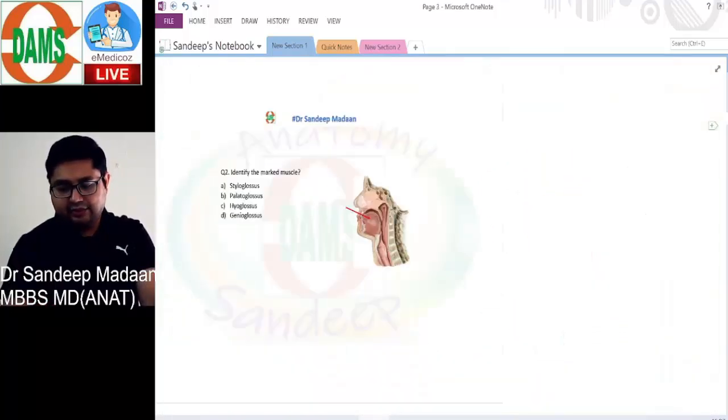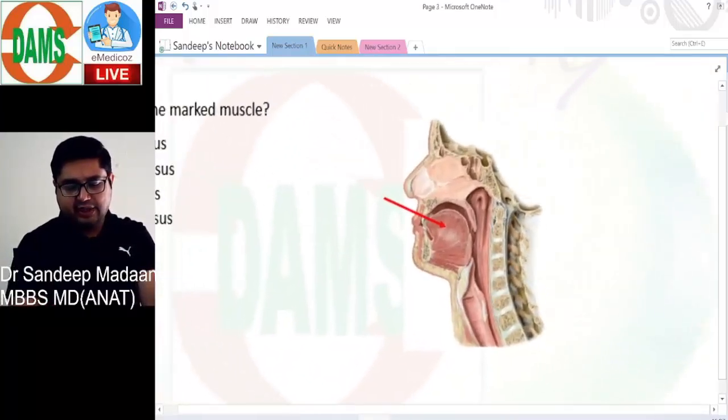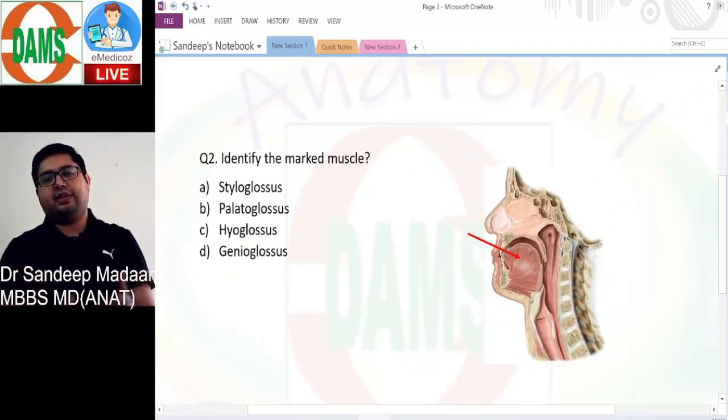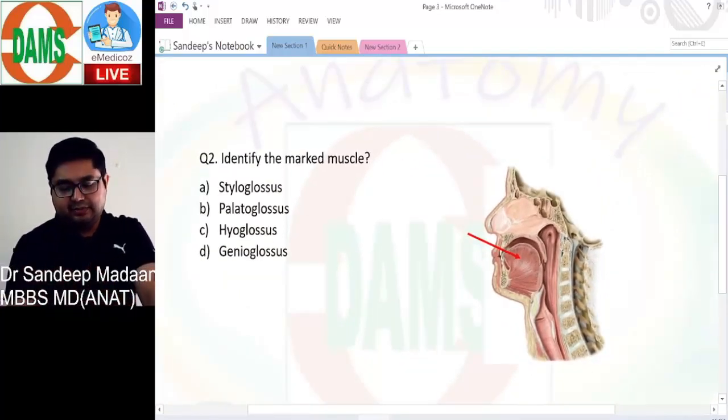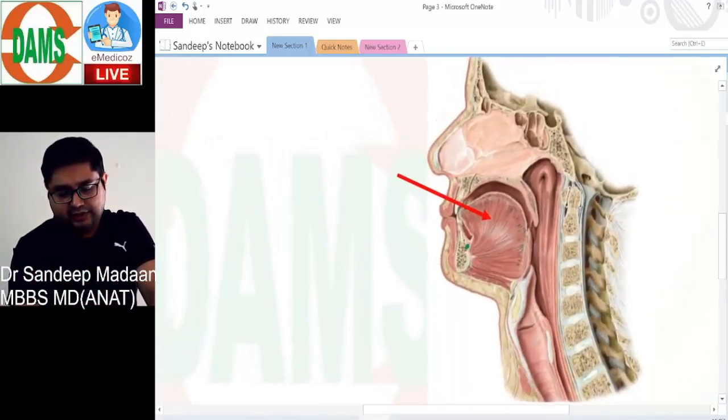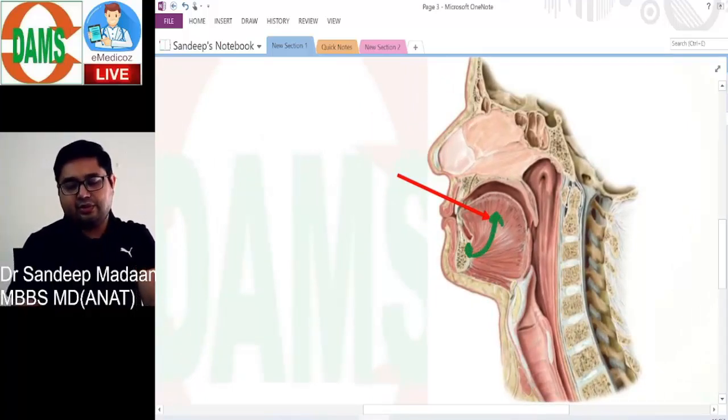Now let us move to the next question. We have been given this muscle, and it is very easy. It has been asked what is the name of the muscle. Now we know this muscle is a pretty obvious thing, the genioglossus. Here, this muscle is going to the tongue, so it has to be genioglossus.